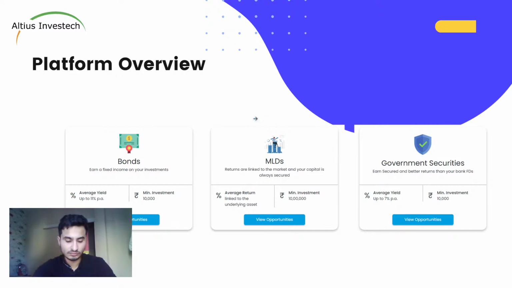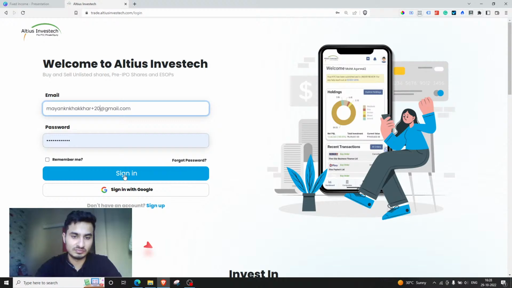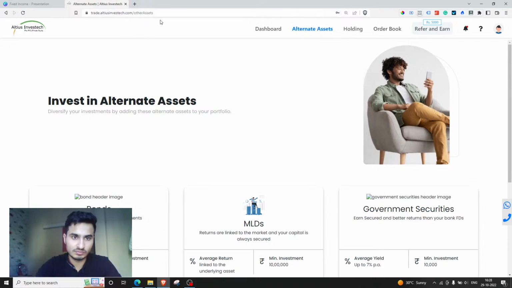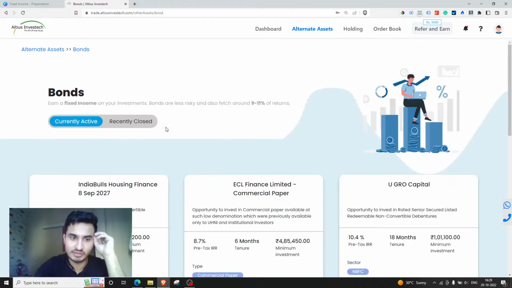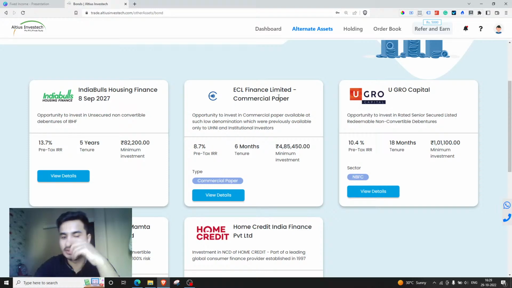Now, looking at some of the investment opportunities currently listed on the platform, we have India Bulls Housing Finance, ECL Finance. This is basically a commercial paper that has a tenure of 6 months, and it fetches you a return of close to 8.7%.